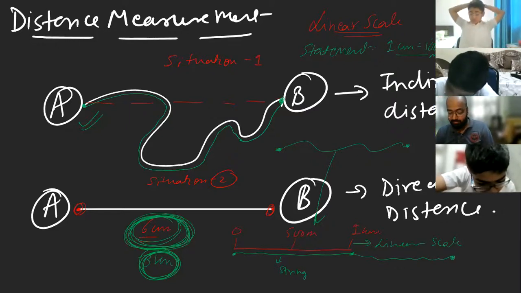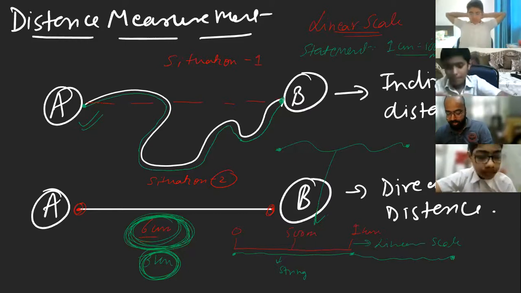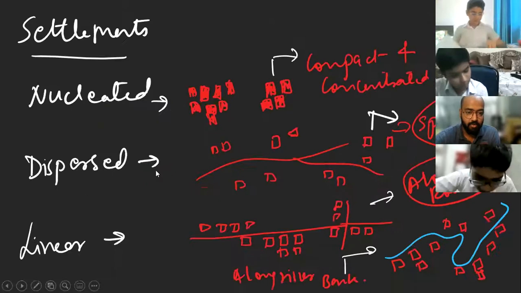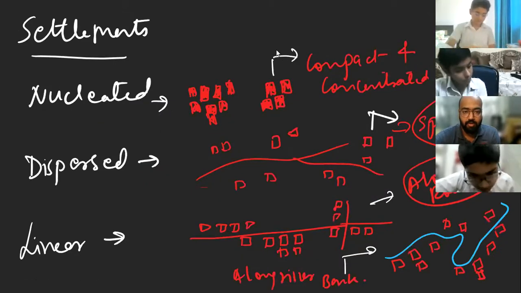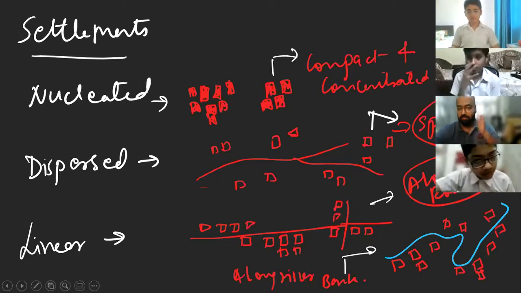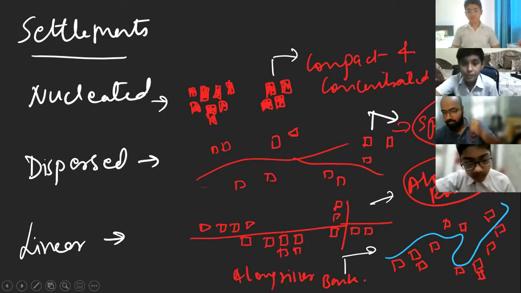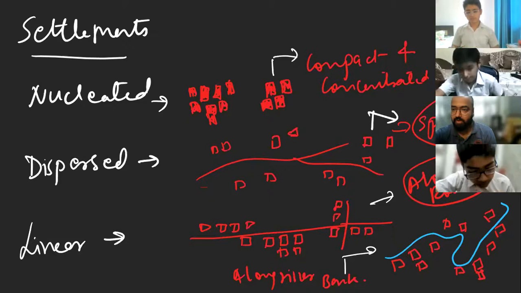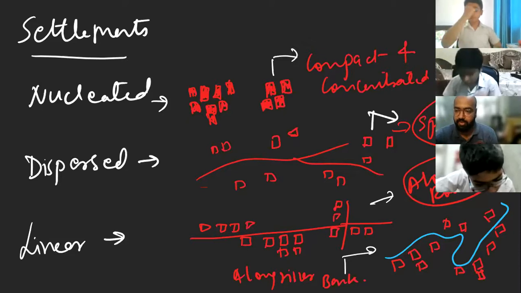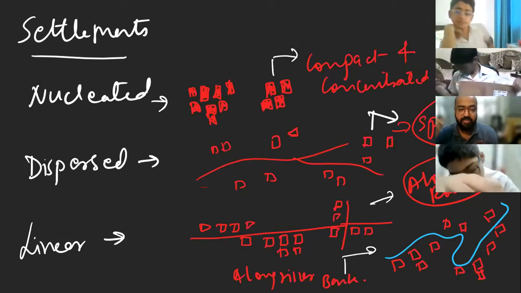Now we have done the distance measurement. Come to page number 12 where the settlements are discussed. Whatever is there in pink, it has to be in red. I told you, nothing should be pink, okay?